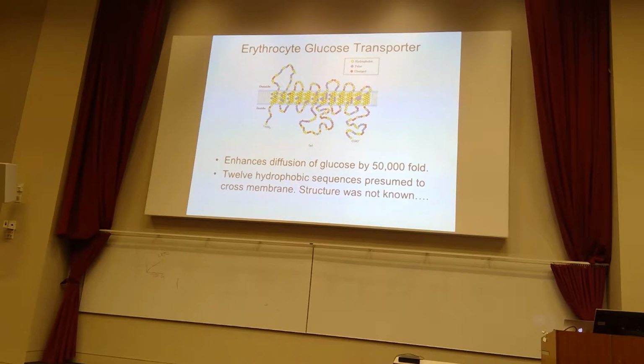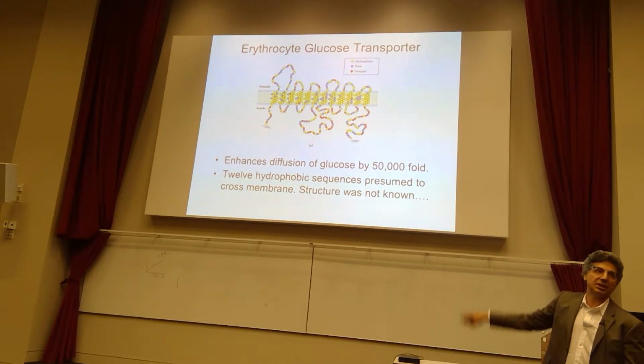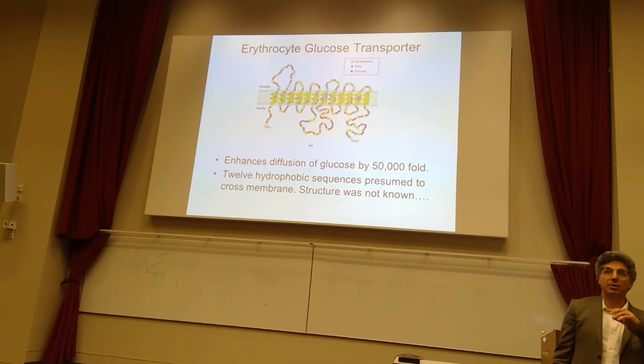Concentrations of glucose can vary from outside of the cell to inside of the cell. The cell is going to want to allow passage of glucose, but can't just wait for diffusion. It needs to speed up that process, and this transporter protein speeds up the passage of glucose through the membrane by about 50,000-fold.